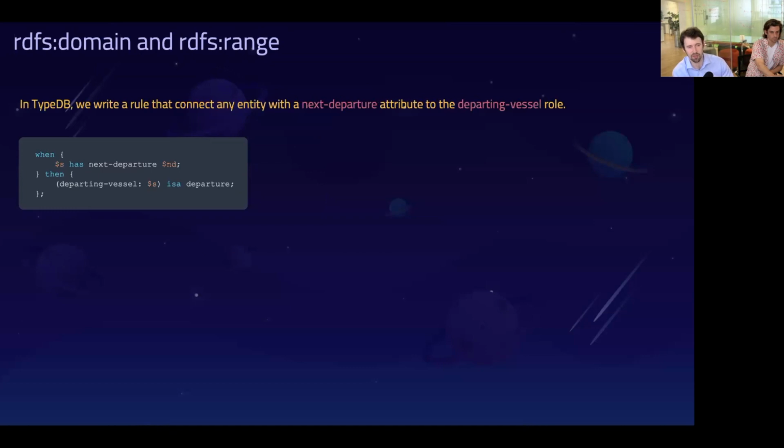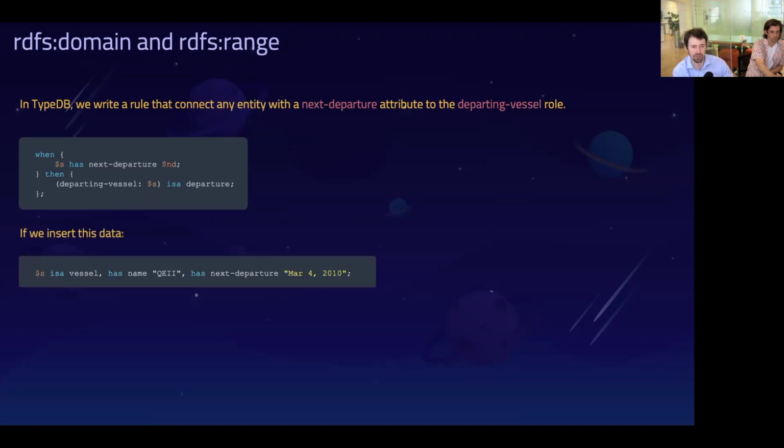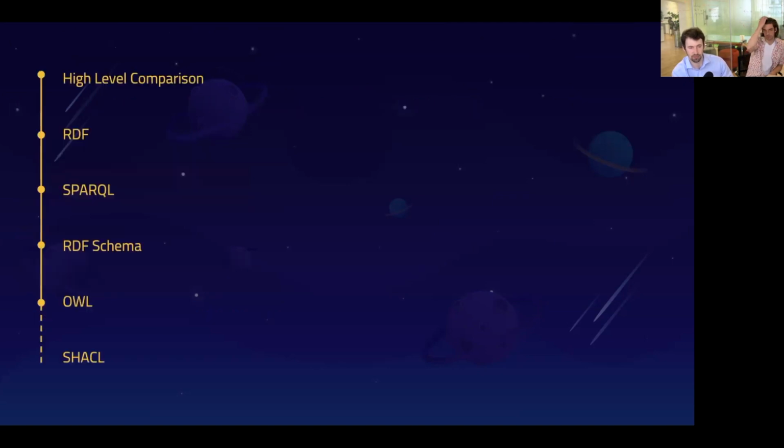So in TypeDB, we could write a rule that connects any entity with a next departure attribute to the departing vessel role. And that would look like so. Now if we insert this data, a vessel with the name Queen Elizabeth II and next departure March the 4th, 2010, TypeDB will infer that Queen Elizabeth II plays the role departing vessel in a departure relation.